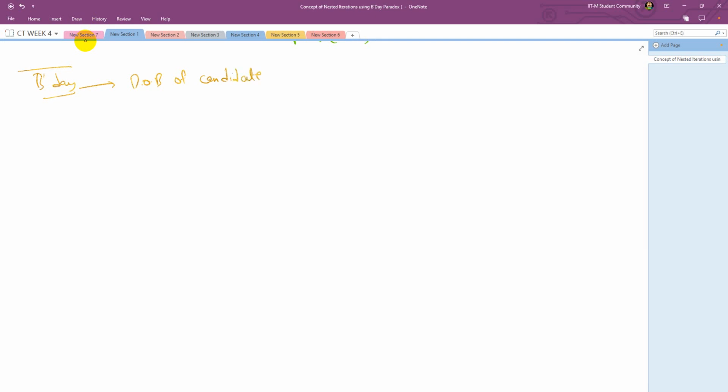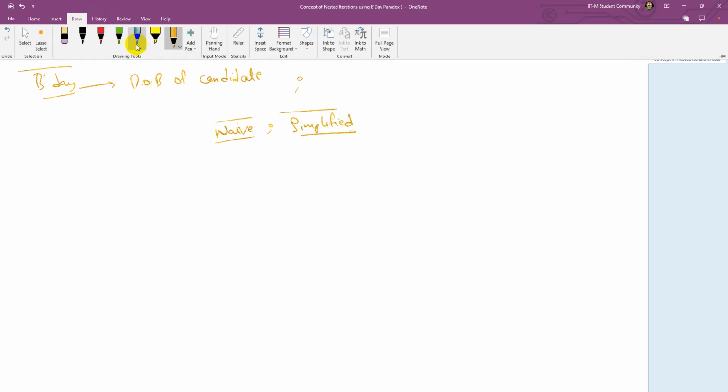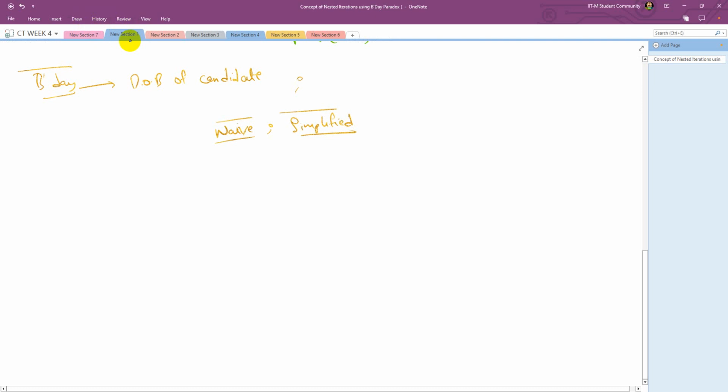What do we do while solving the birthday paradox? Birthday paradox means considering a birthday and finding the person having the same birthday. And there are two approaches for this: the naive approach and a simplified approach. These are the two approaches that we have, and we will be discussing the naive approach here. Naive approach. What is the naive approach?